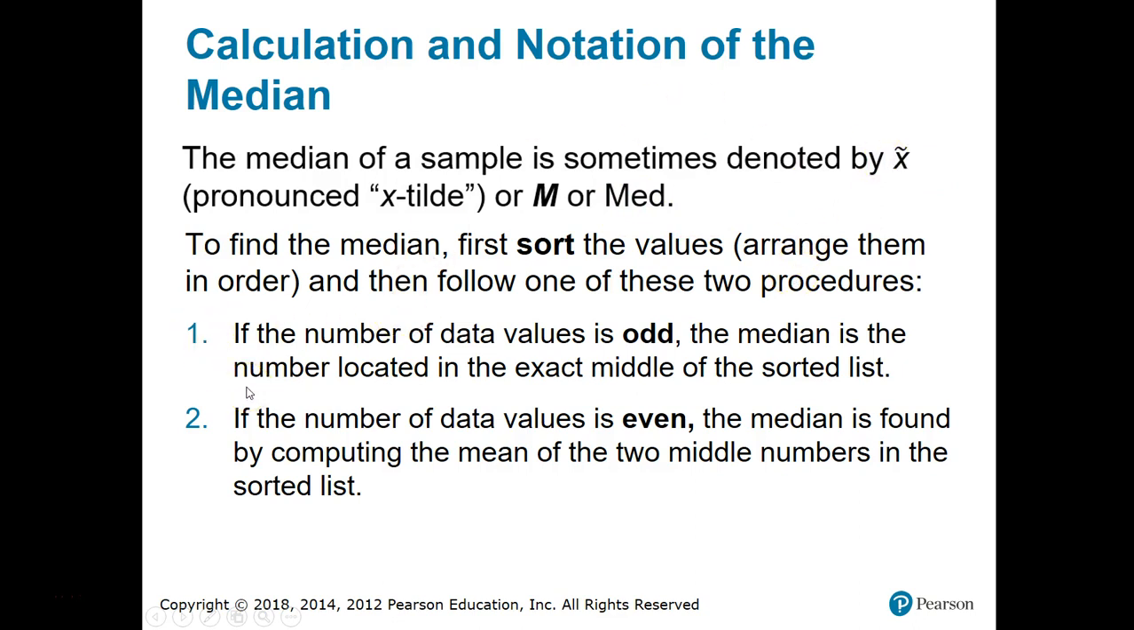Now, the middle is really easy if we have an odd number of data points. We simply have to pick one of the points. If we have an even number of data points, then we average the center two.